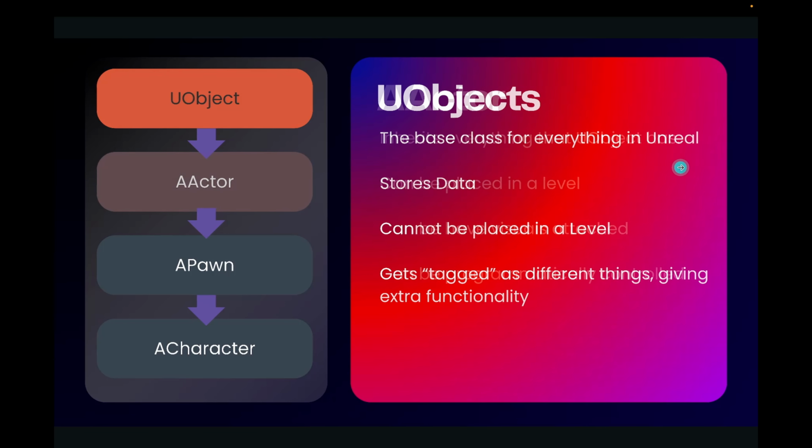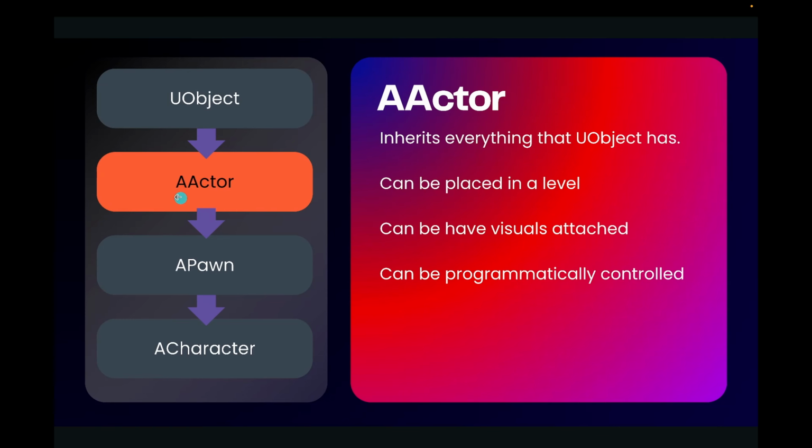Then we have actors. So the A is a prefix that's just used to say, hey, this is an actor. Actors will inherit everything that an object has. So it will have all the ability to be manipulated just like an object. However, it gains extra functionality. For instance, they can be placed in a level. An actor has a transform and has a location, rotation, and scale, while a UObject doesn't. Actors can also have visuals attached. And they're programmatically controlled as well, where you can add functionality to those objects, those classes.